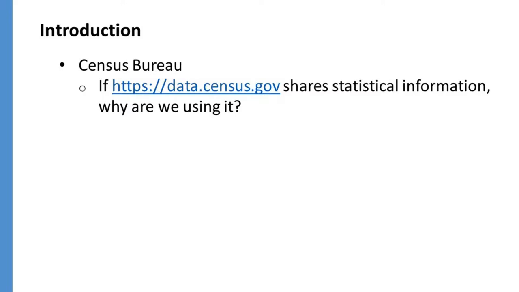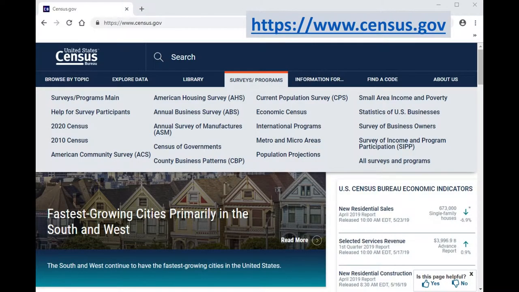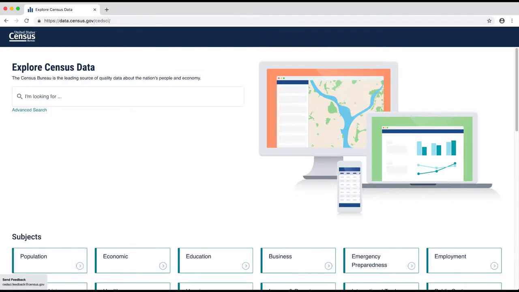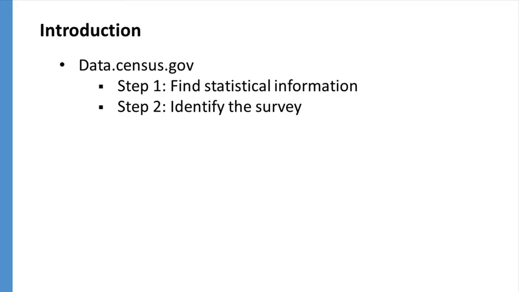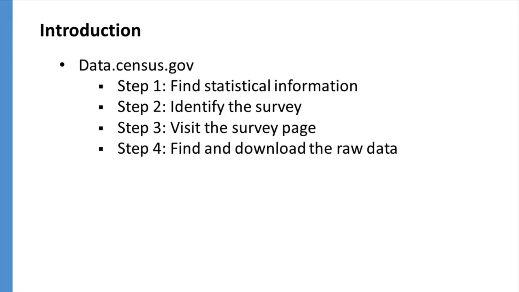As I mentioned in video 2, the Census Bureau conducts over 100 surveys. And if you are new to census data, you may not know which survey collects the data that would be relevant for your topic. That's where data.census.gov comes in. All statistical information included in this resource is compiled from raw survey data, and the actual surveys are cited within each source. So we can use a tool like data.census.gov to find statistical information about our topic, identify the survey that collected this information, visit the actual survey page, and find and download the raw data.